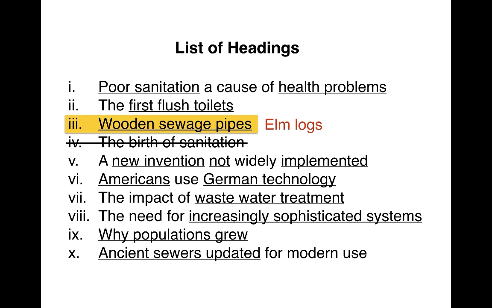Elm is a type of tree. Logs are pieces of wood. But let's check all the others. Was it about a new invention? Heading 5? No. Americans and German technology? No. Wastewater treatment? No. Increasingly sophisticated systems? No. Why populations grew? No. And ancient sewers updated? No. So the definite answer is heading 3, and we'll put that for paragraph C. Now we can cross that heading off our list and move on to the next shortest paragraph.